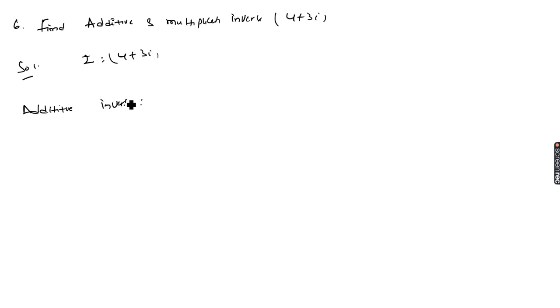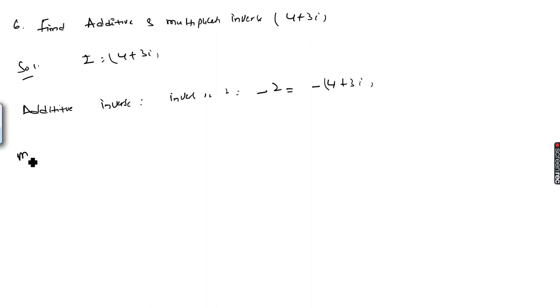So additive is nothing but addition. For plus, what is the opposite? The additive inverse of z is nothing but the opposite, that is minus z. That is nothing but minus of (4 plus 3i).